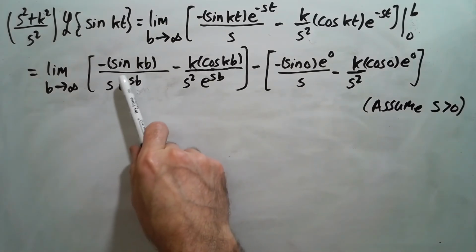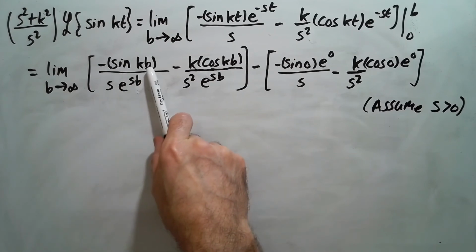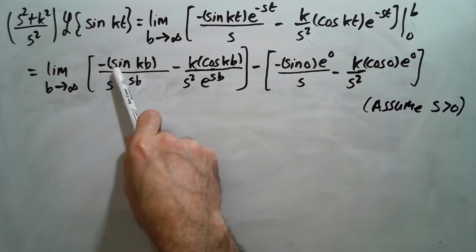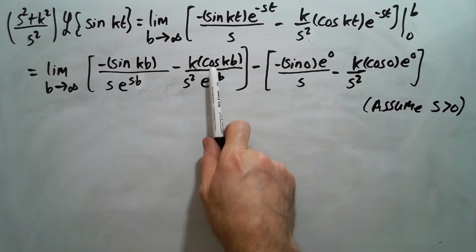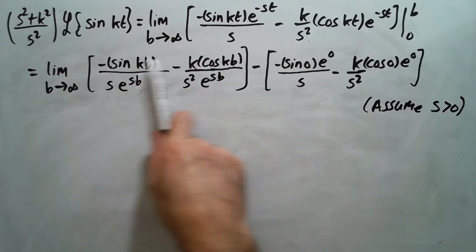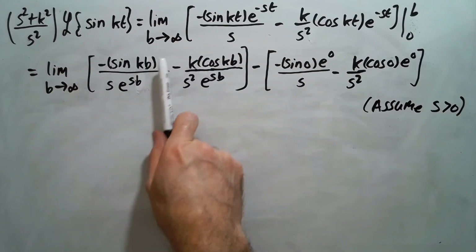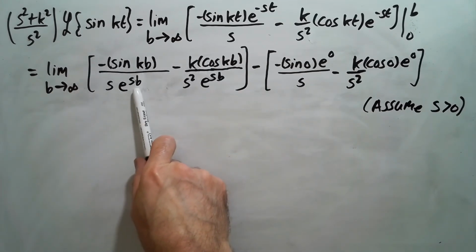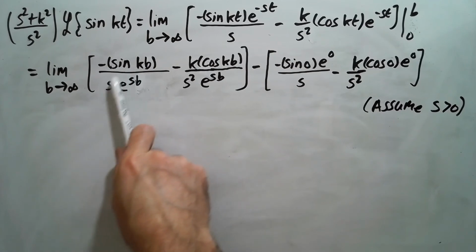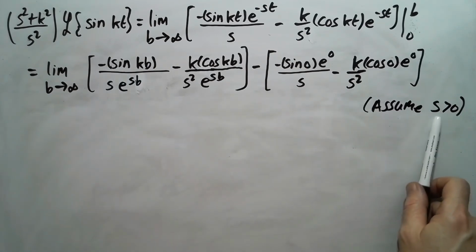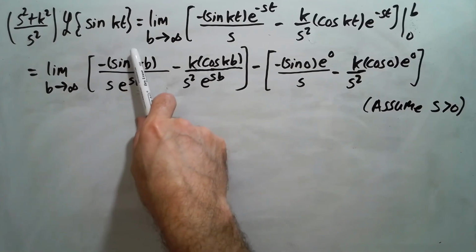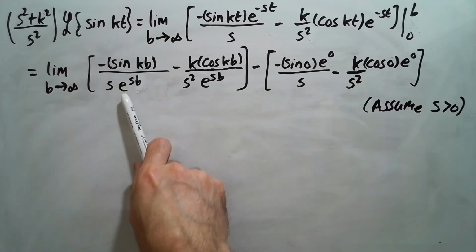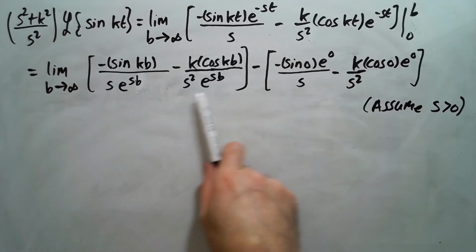Okay, so now the sine of kb, as b is going to infinity, doesn't matter. The biggest the sine could be is 1. So basically sine goes between -1 and 1. It bounces around in there. Same with cosine. It goes between -1 and 1. So the sine and cosine are bounded between -1 and 1. But the e to the sb is going to go to infinity here, and let's assume that s is bigger than 0. So it's going to go to infinity on the bottom. So it'll be some number between -1 and 1 divided by infinity. So it'd be 0 here. This will be 0 also.